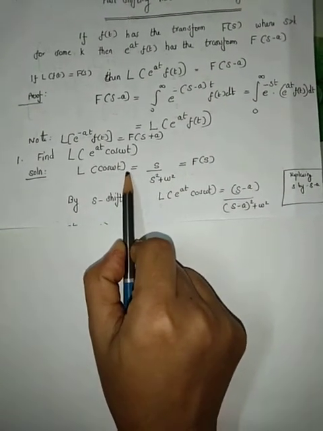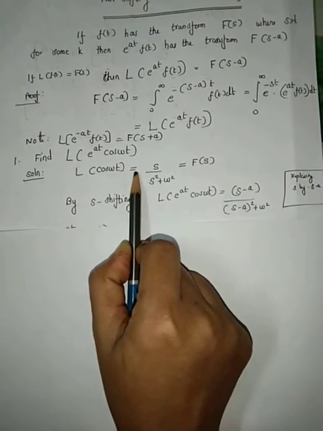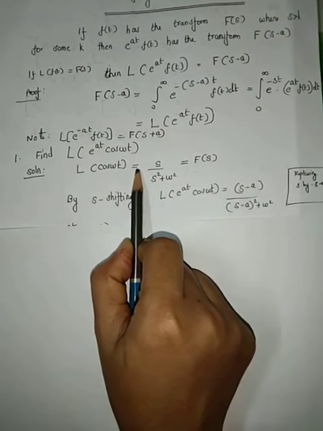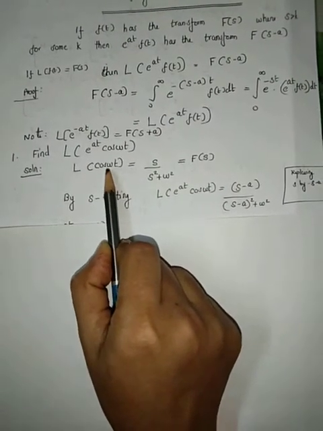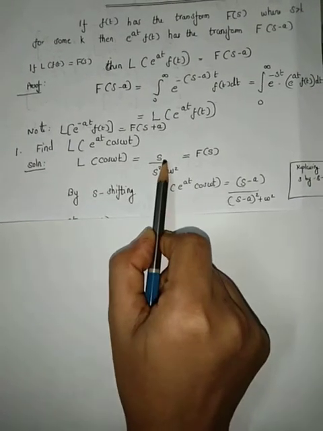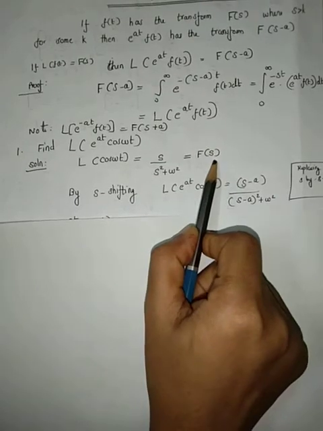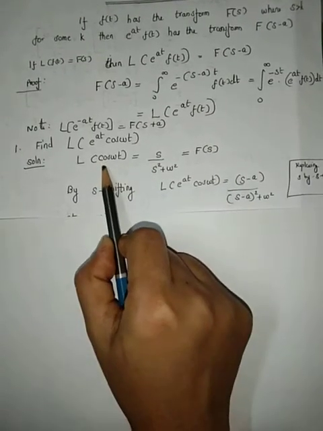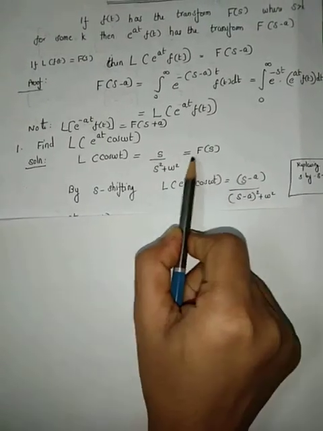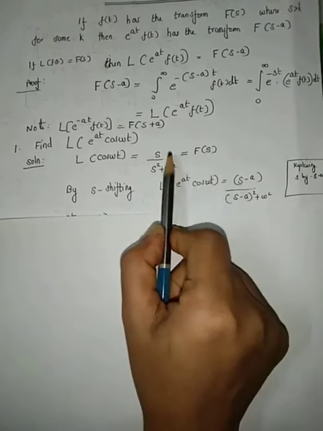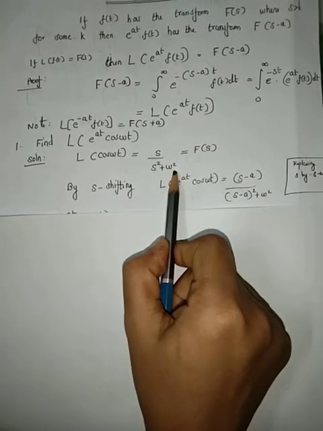Using the standard result, we can write L{cos wt} = s divided by s square plus w square. That is our F(s). Therefore, L{f(t)}, that is L{cos wt}, is equal to F(s), which is s divided by s square plus w square.